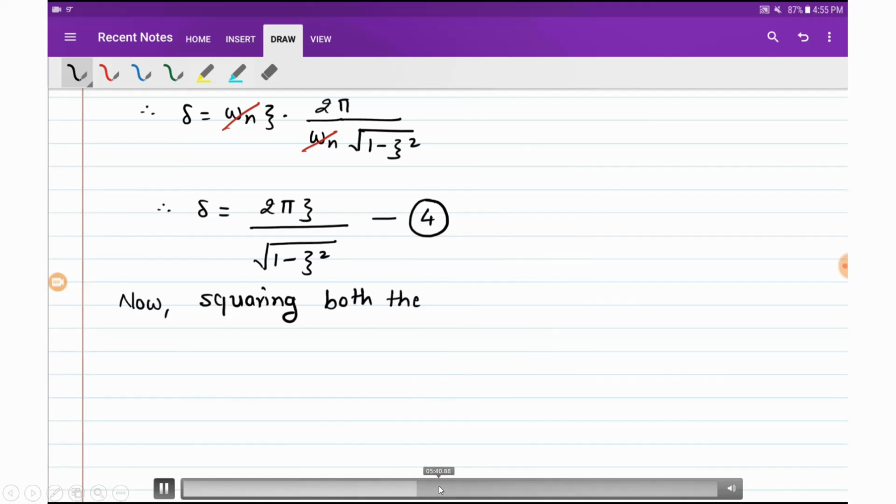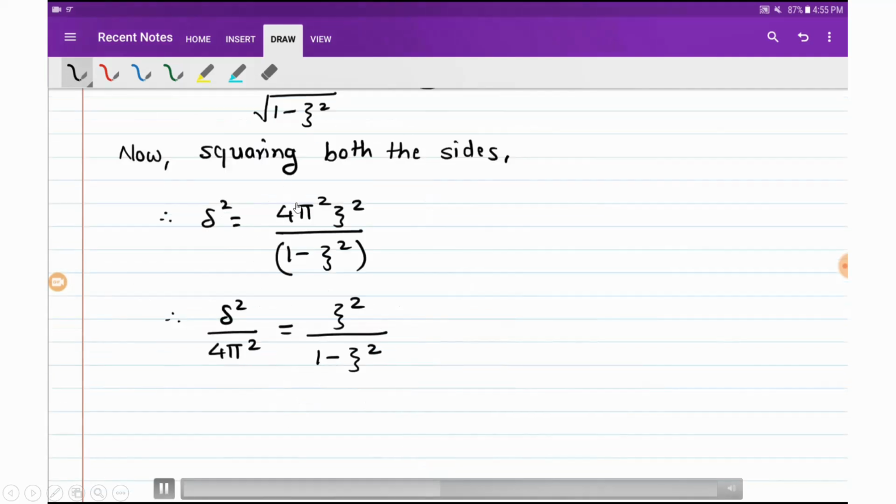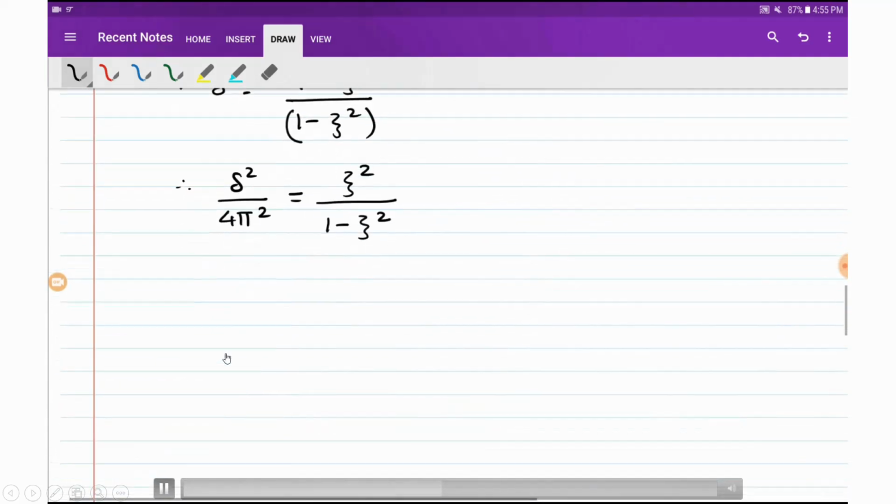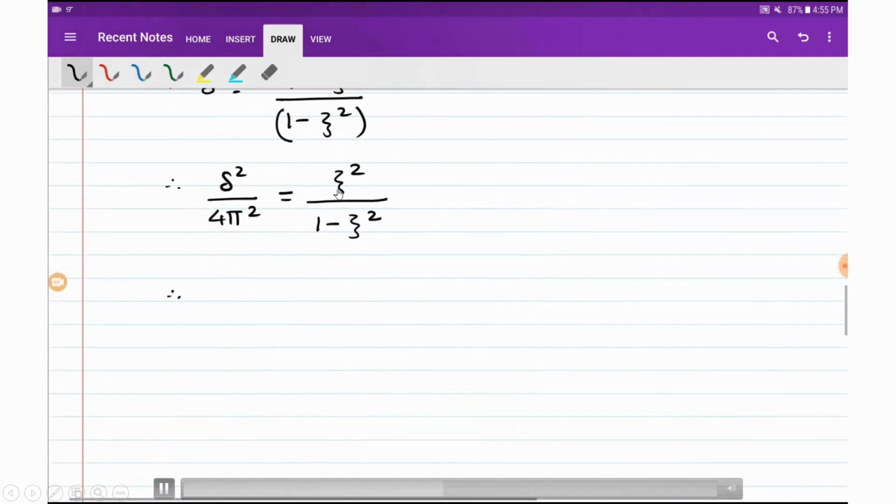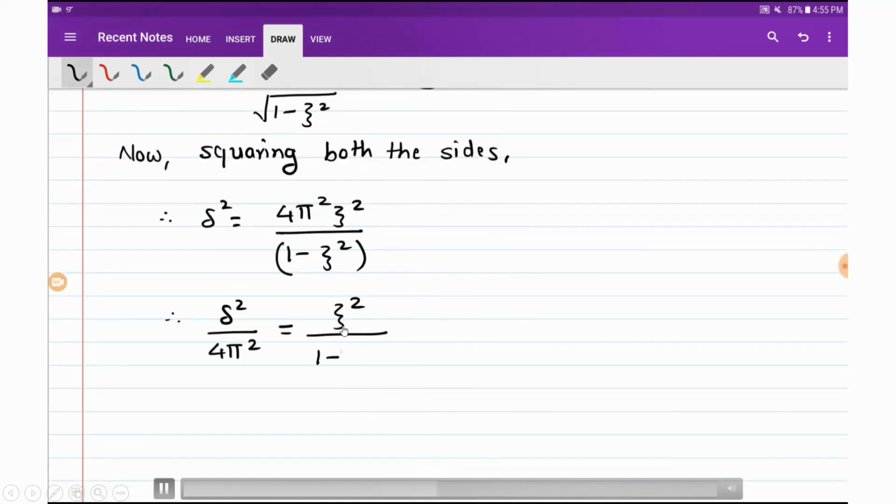Now the important part is this particular step. We have to square this entire term. So squaring both the sides, delta square will be equal to 4 pi square zeta square. Here the square root will vanish, so it is only 1 minus zeta square. Transfer this 4 pi square term on this side, it will be in the denominator. So we are left with zeta square 1 minus.